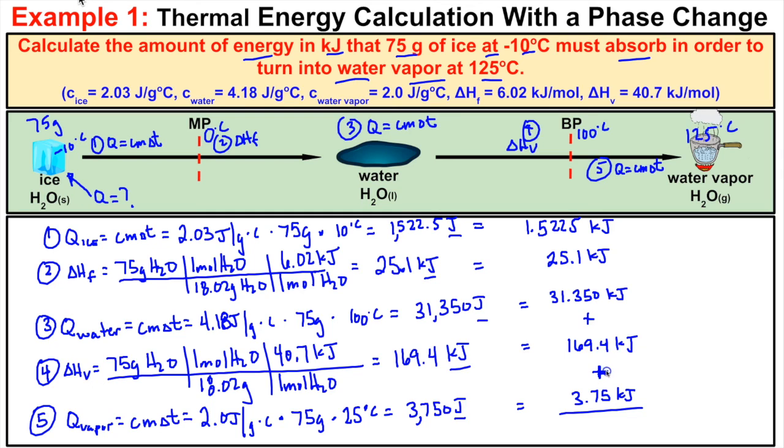And so we are going to add all 5 of these numbers up, and we should end up with our grand total of a positive 231.1 kilojoules. So that's how much thermal energy this piece of ice needs to absorb in order to go from negative 10 degrees Celsius to 125 degrees Celsius. It needs to absorb 231.1 kilojoules. This little positive sign means absorb, and this is going to be an endothermic process.